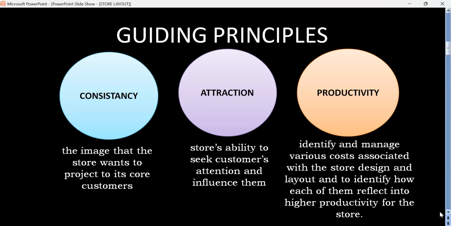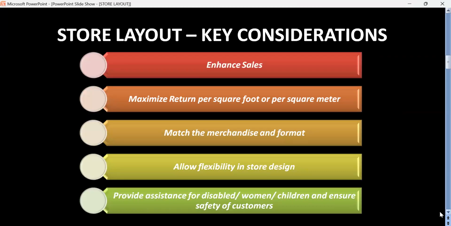Once you are done with the guiding principles, there are a few considerations you should take care of whenever you are planning your store layout. The first consideration is it should enhance sales. If you're not making money, there is no point of opening a store. There is no point of being a retailer. So there should be sales. A retail point is a sales point. Your store layout should enhance your sales.